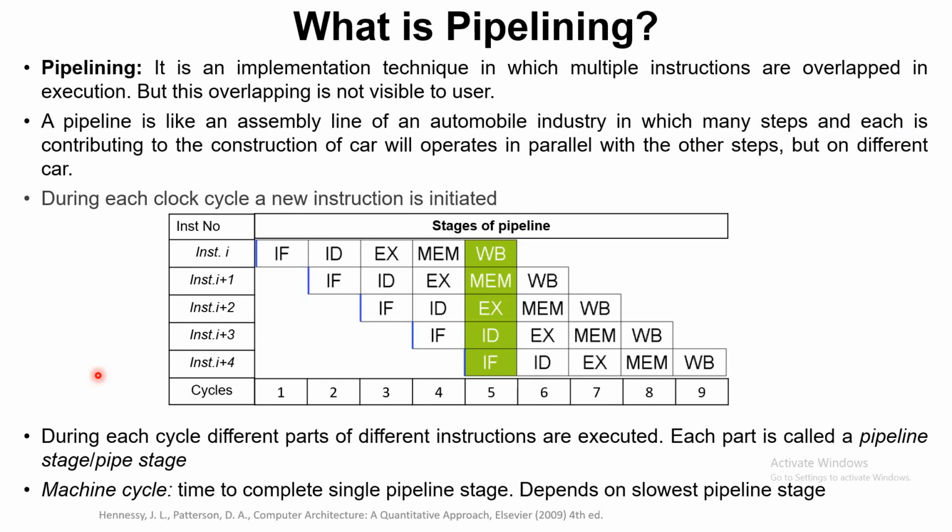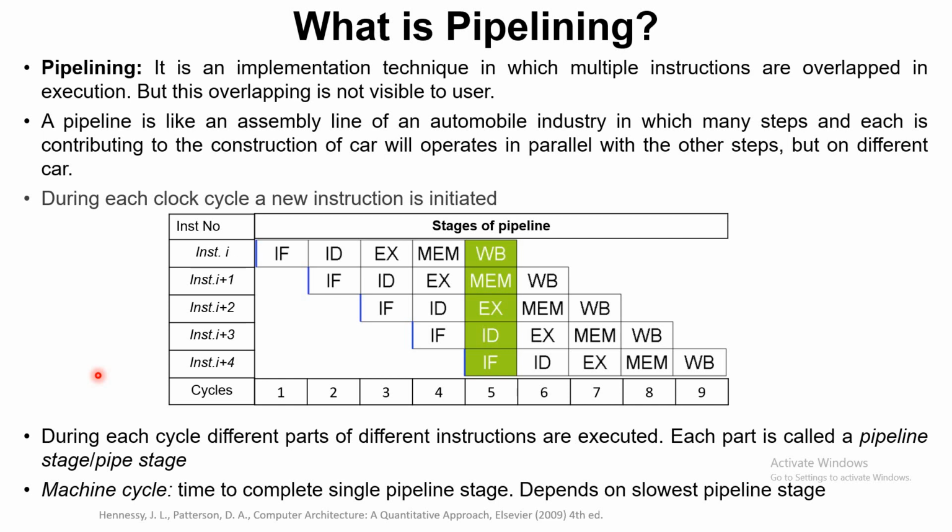Now in the pipelining, what will happen? As per the definition, pipelining is an implementation technique in which multiple instructions are overlapped in execution. So in this particular technique, more than one instruction can be performed at a time. But this overlapping will not be visible to the user. The user cannot see how many instructions and what type of instructions are being executed by the processor.